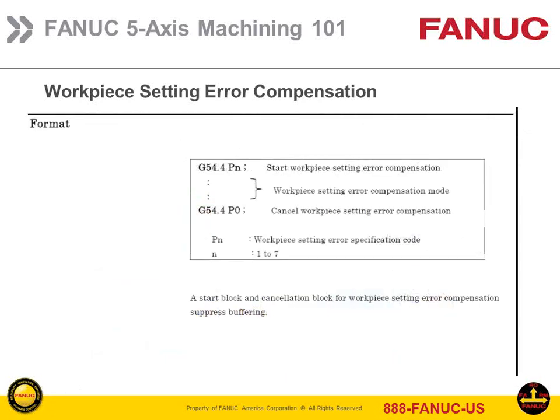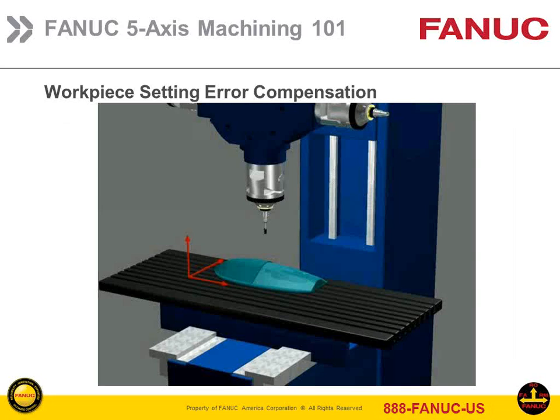Okay? And then, again, just to beat you over the head about the format for programming this, it's a G54.4 with a P word. Again, the P word is the offset number. You have P1 through 7. And again, like I reiterated before, the common can be used in conjunction with those. Okay, again, that shows the Workpiece Setting Error Compensation.